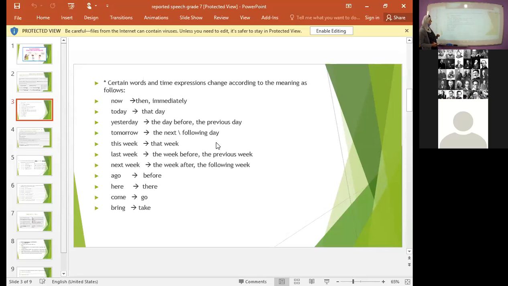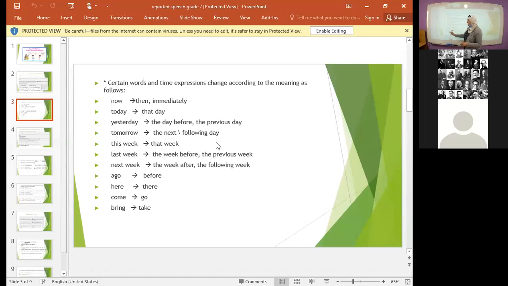Okay, let's work with, this is very tricky. Come and go, bring and take. If I say, I'm coming to your party, she said that she was going to the party. You can't use, she said that she was coming to the party. No, she said that she was going to the party because I'm reporting something that happened with other people.